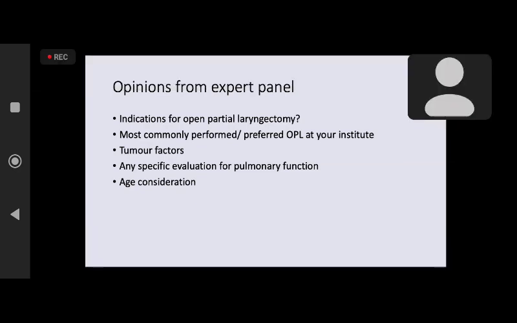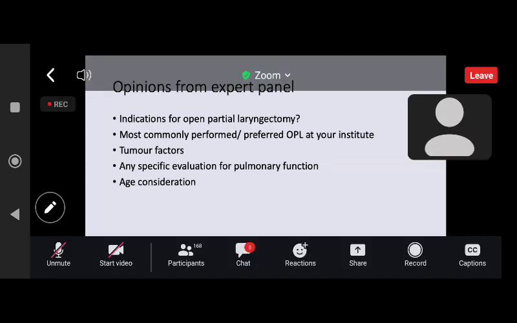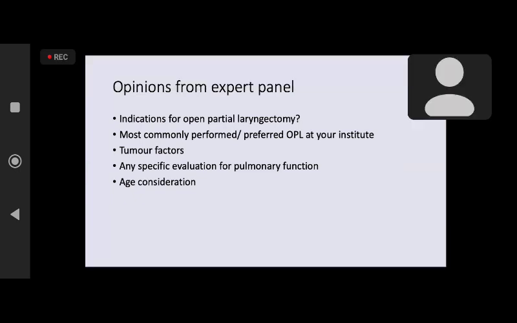Hi, Dr. Amit. Hi. So I think whatever points you've already pointed out and what Dr. Shivaram just pointed out, I would stick to the same. In fact, even in our institute, to be very honest, we haven't done any open partial procedures as of yet. Frankly, because of the case selection, we were not sure that this would be a good case, or because of the pulmonary reserve.